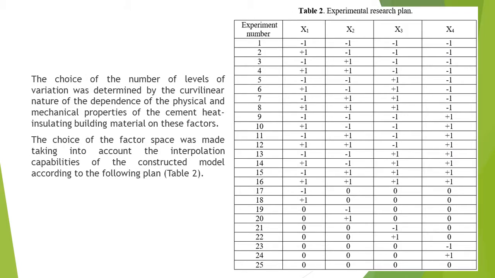The choice of the number of levels of variation was determined by the curvilinear nature of the dependence of the physical and mechanical properties of the cement heat-insulating building material on these factors. The choice of the factor space was made taking into account the interpolation capabilities of the constructed model according to the following plan.